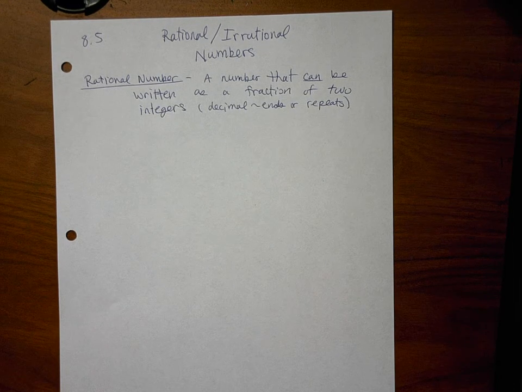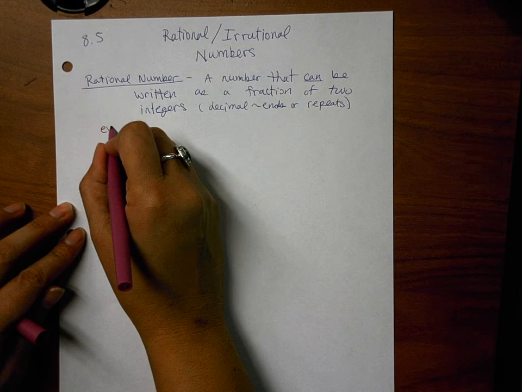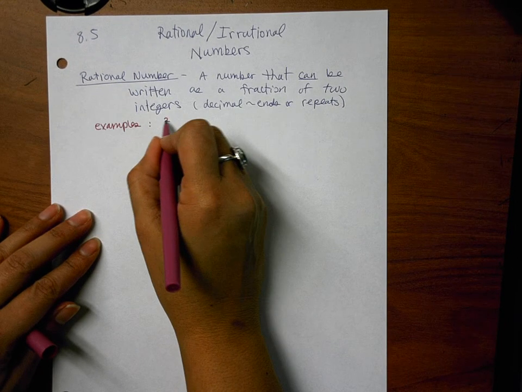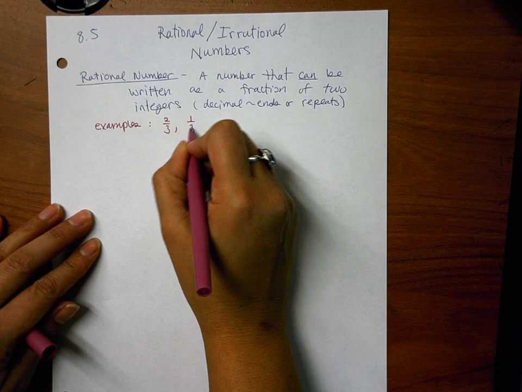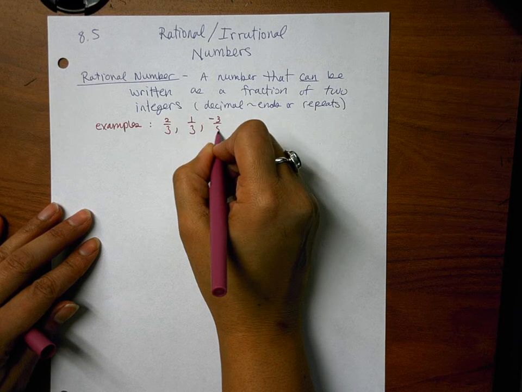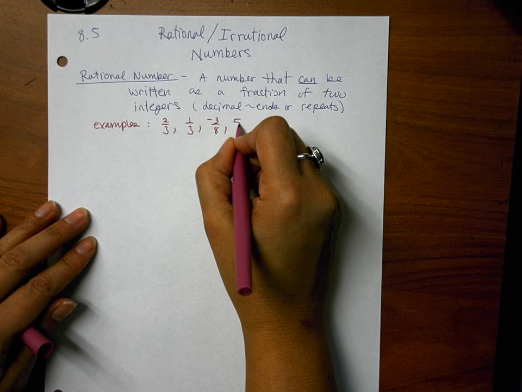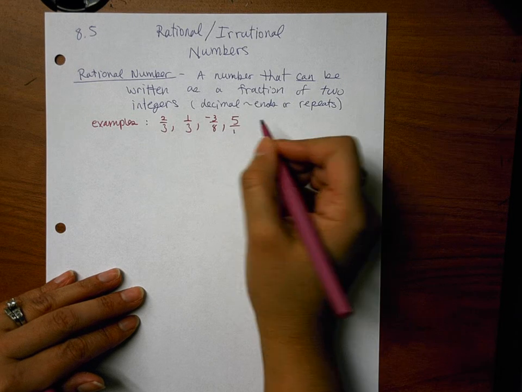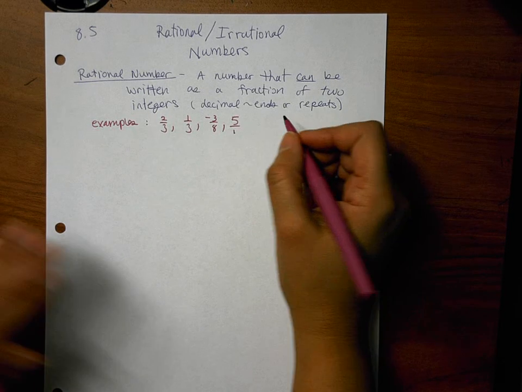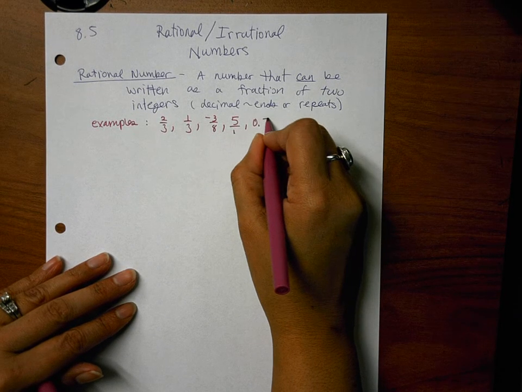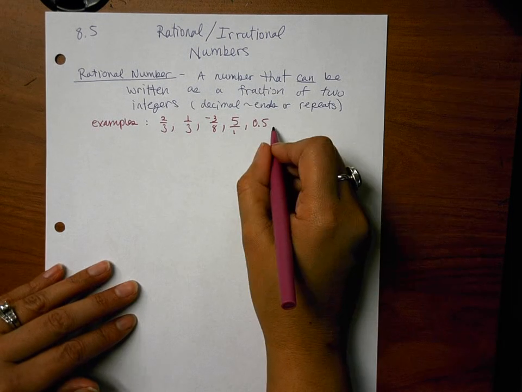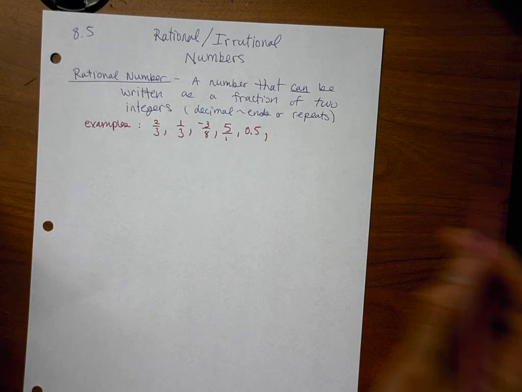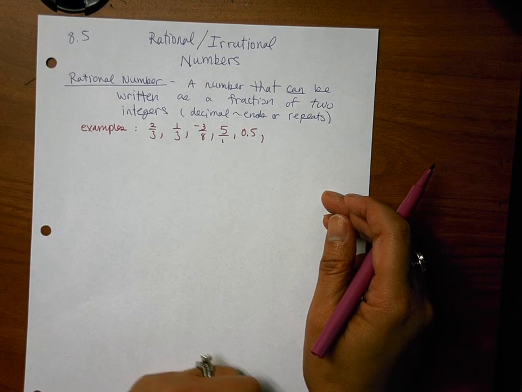All right, so some quick examples of rational numbers are numbers that we're used to. 2/3, 1/3, -3/8, 5. Why is 5 rational? Because it can be written as a fraction, 5/1. 0.5, because 0.5 can be written as 1/2. You can see the decimal ends. It doesn't go on forever with no pattern.